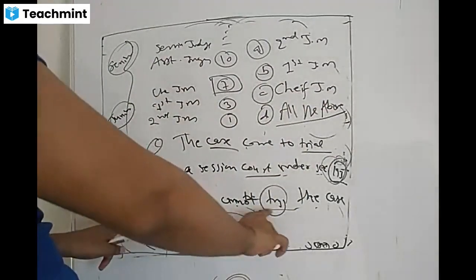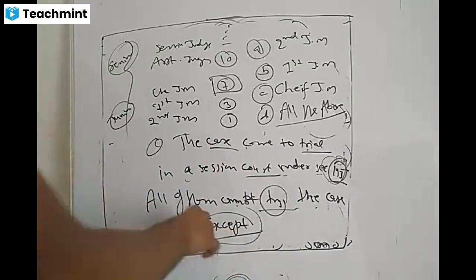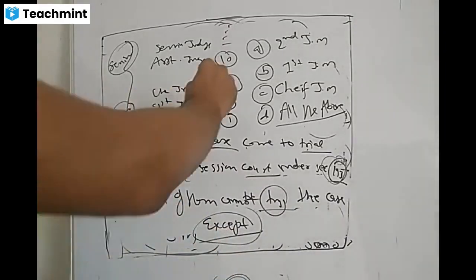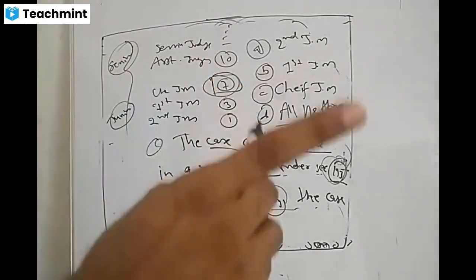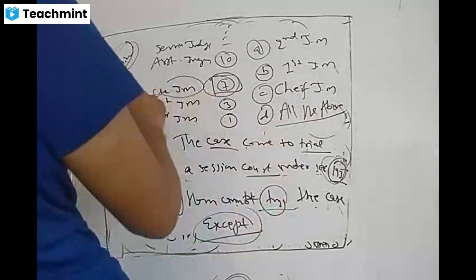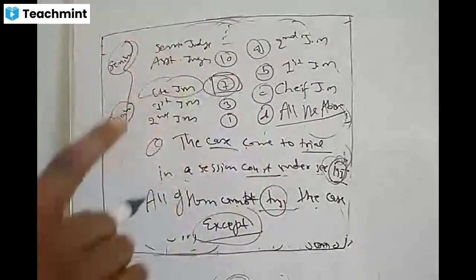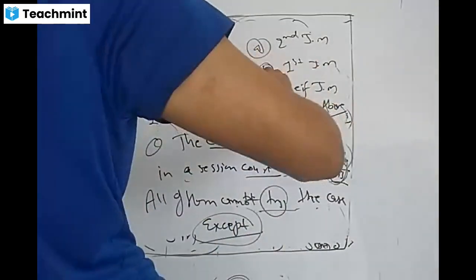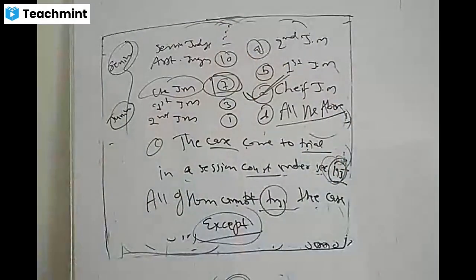So all of them cannot try the case except... It means the 7 year imprisonment. The case will go to the chief judicial magistrate room only. So the answer will be C. Why not A and B?